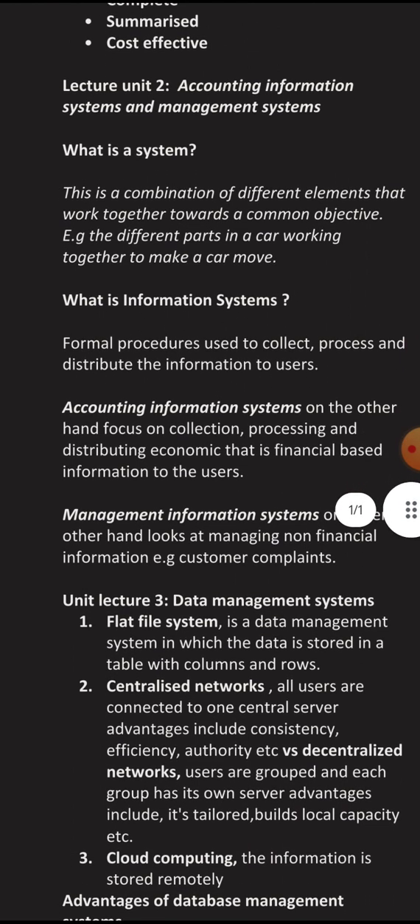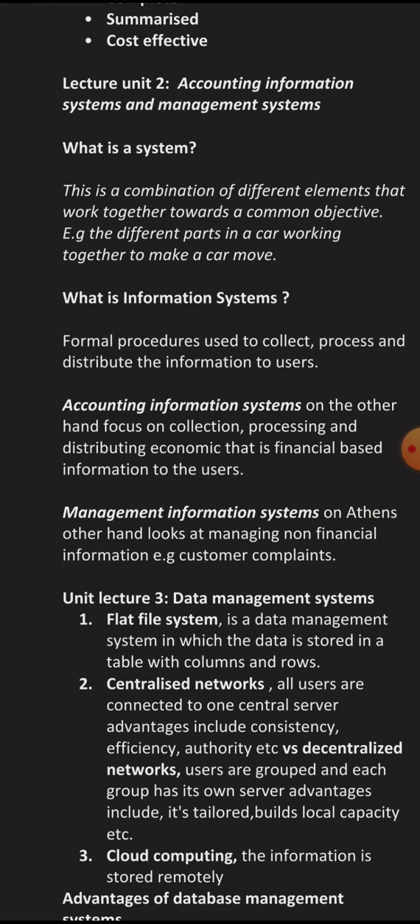So that was the first lecture unit. And then the second lecture unit looks at accounting information systems and management systems. But what is a system? We are talking about these two different systems, but what is a system? So a system is a combination of different elements that work together towards a common objective. So I gave a very simple example that you could have different components or different parts in a car that are working together to make the car move, to make the car work. So all those different components that are working together towards a specific goal, we call that a system, right?